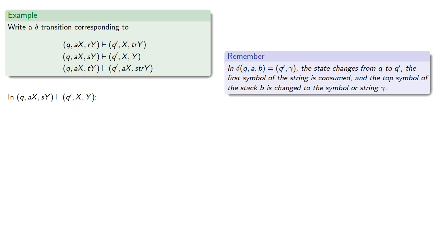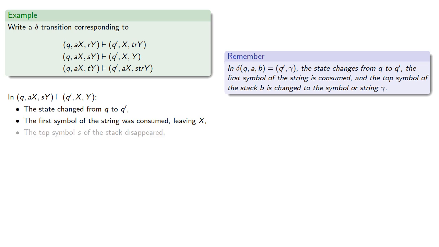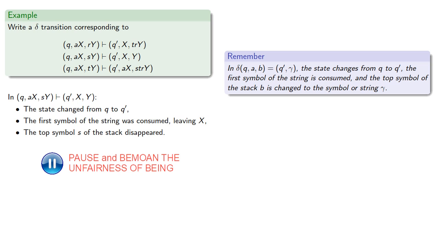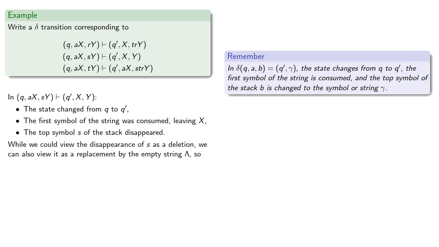In (q, aX, SY) derives (q', X, Y), the state changed from q to q'. The first symbol of the string was consumed, leaving X. The top symbol, S, of the stack disappeared. While we could view the disappearance of S as a deletion, we can also view it as a replacement by the empty string lambda. And so delta(q, a, S) = (q', lambda).